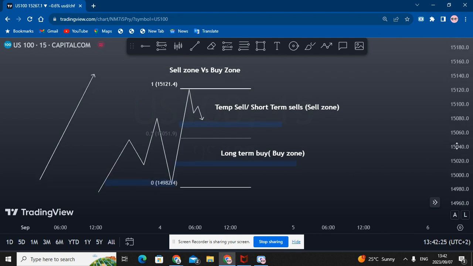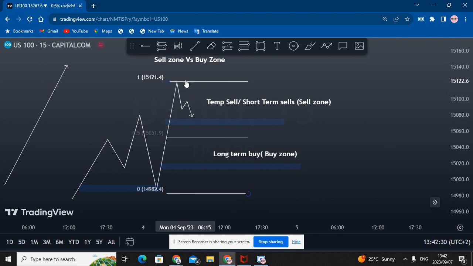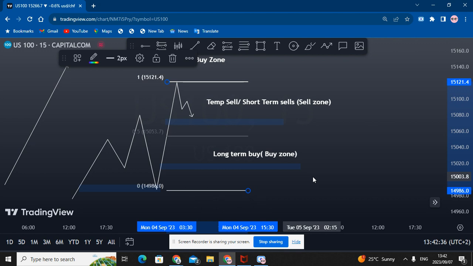What I'm trying to explain is that when you have your higher high and your lower low, you take your Fib retracement and place it on your lower low and on your higher high. Whatever you do in this upper part is your sell zone, which is your short-term sell, because ultimately the market is going to come and tap a certain order block here, then it goes up.